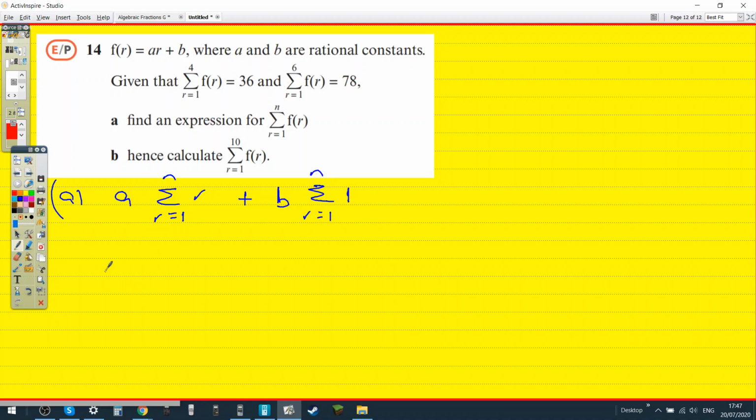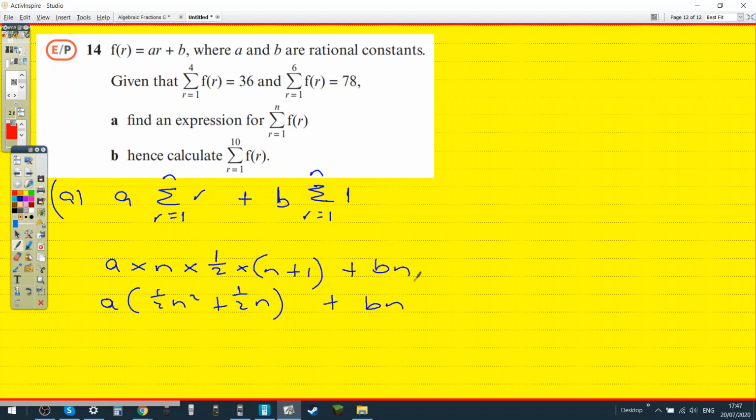So that would be a times n times half times n plus 1 plus bn. Solve. So half n squared plus a half n a, plus bn. And then you substitute 4 for n. So that would be 8 plus 2, so 10a plus 4b is equal to 36.